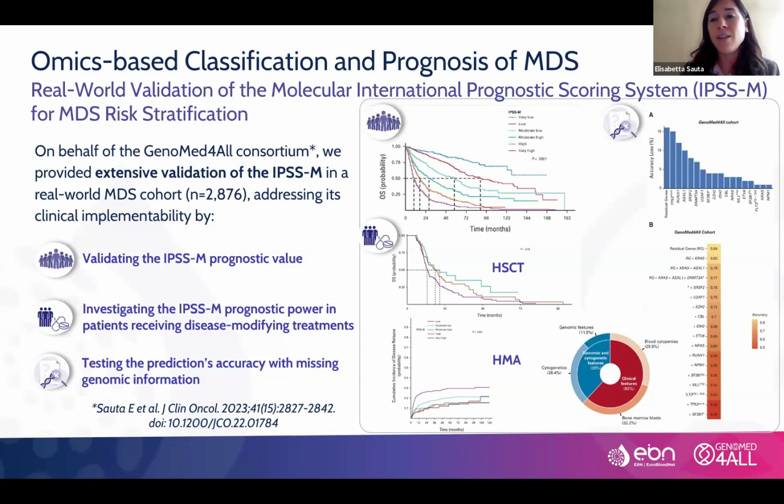And then, given the fact that not all hospitals can afford next-generation sequencing, which is an expense, to sequence for having the somatic mutation information for all the patients, we wanted to evaluate the prediction accuracy of the new score when the genomic information is missing, for example, for some of the 31 genes.